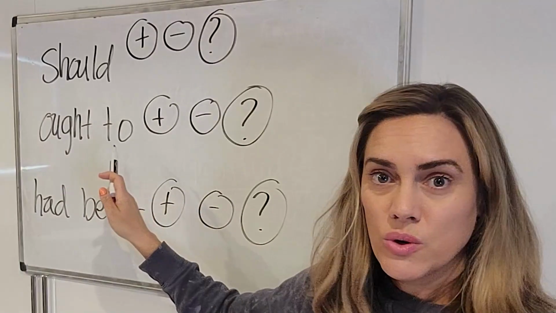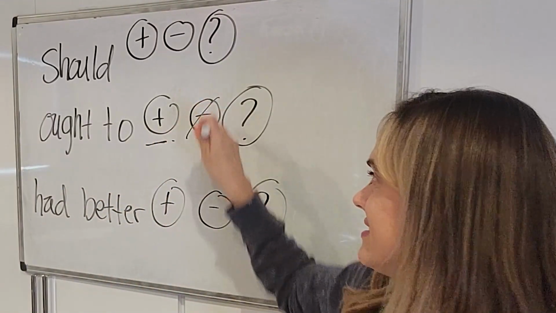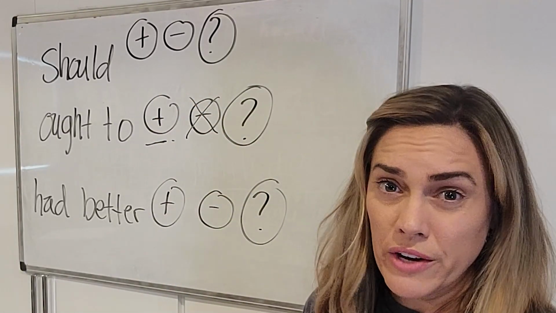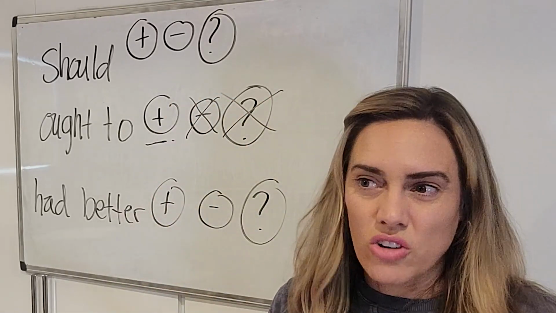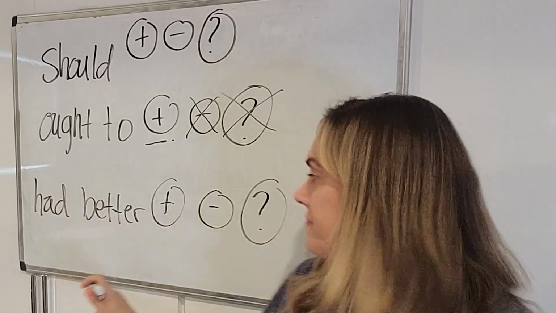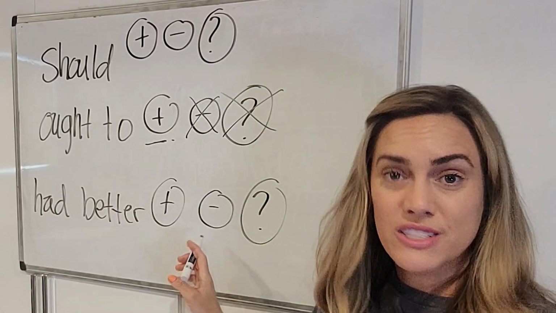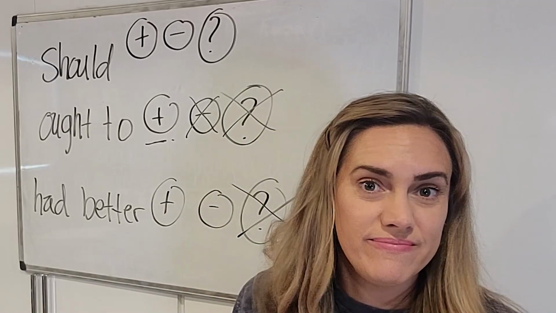Ought to, we really only use it for affirmative statements, not really for negative, even though it's possible, but it's just weird. It's kind of uncommon. And then questions also, it's possible, but nah. Had better, we use it for affirmative statements, and it's also possible to use in negative statements, but for questions, we just don't. So let's look at some examples.